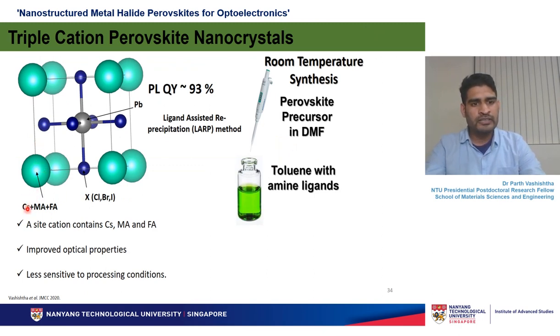In cesium lead bromide, the A side is just cesium. But we discovered that when we mix the A side with cesium, methyl ammonium, and formamidinium, the entire system becomes much more defect free. The material becomes more phase pure, and less sensitive to the processing conditions. So the reproducibility increases a lot, and the whole system stays in the cubic structure. It doesn't degrade to the orthorhombic much faster.